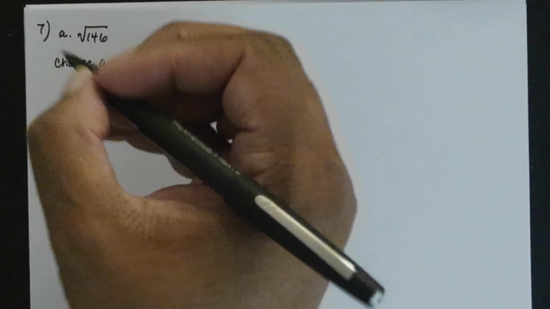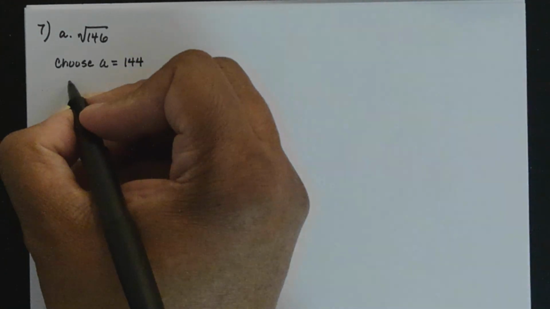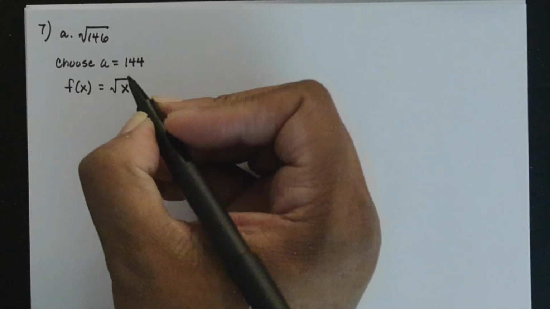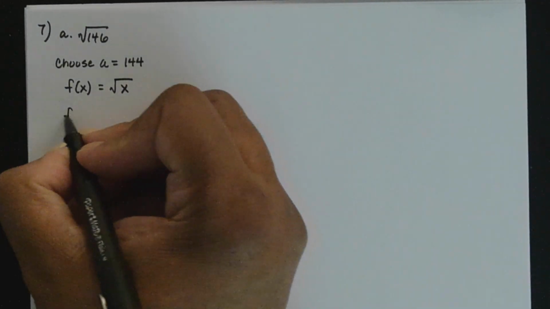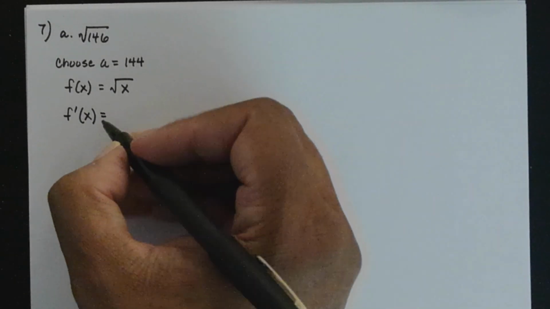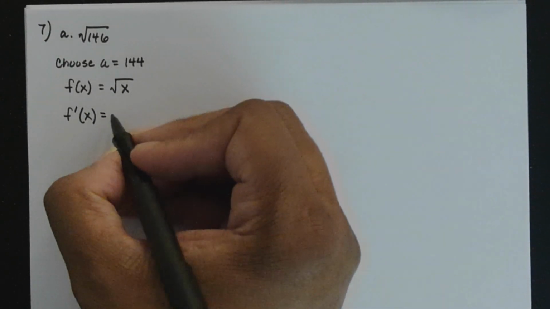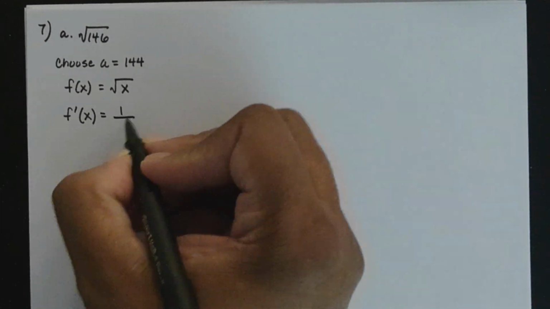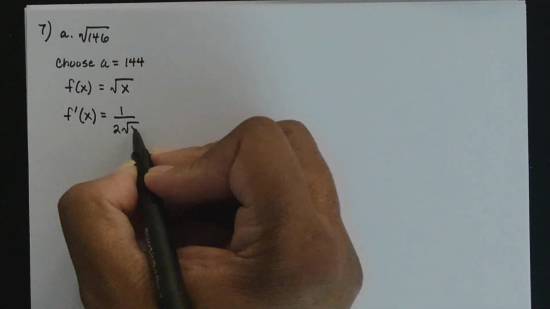So I'm going to let a be 144. And of course, that would mean f of x would be the square root of x. And by the way, what's f prime of x going to be? What's the derivative of the square root of x? 1 over 2 square root of x.